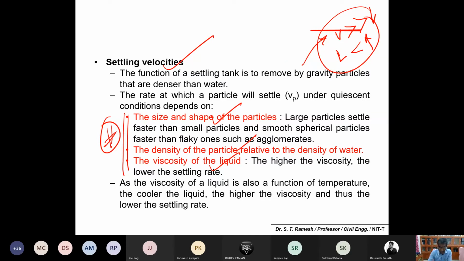If temperature is high, you have a less viscous fluid, and if temperature is low, you have a more viscous fluid. So that you can relate directly to the settling velocity and further to the settling of particles.